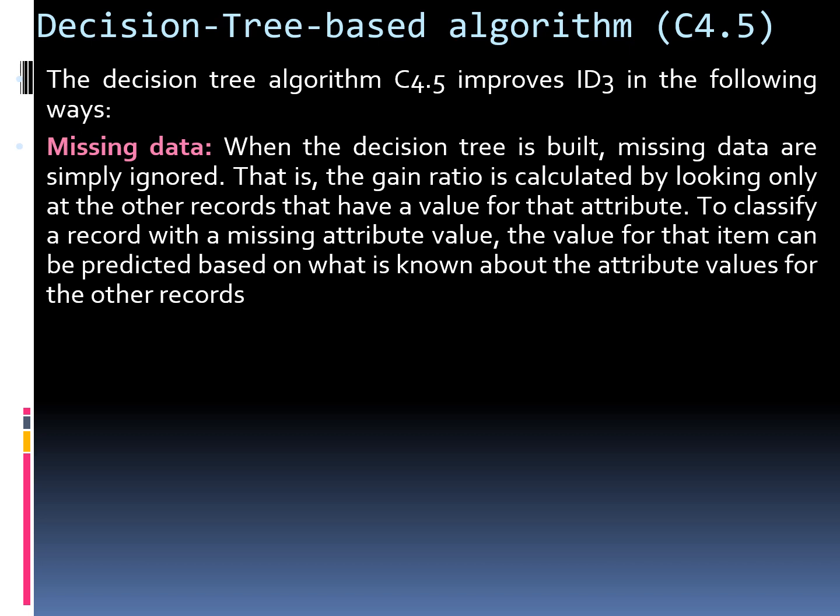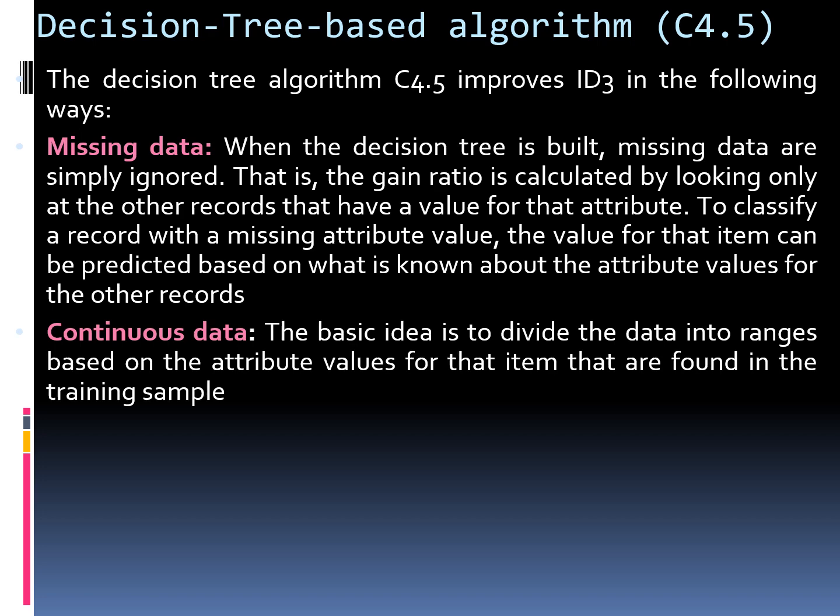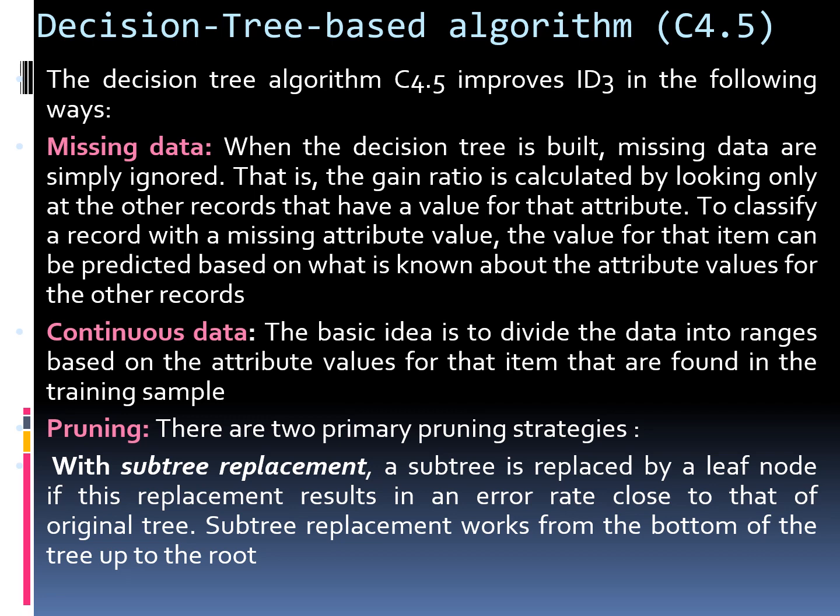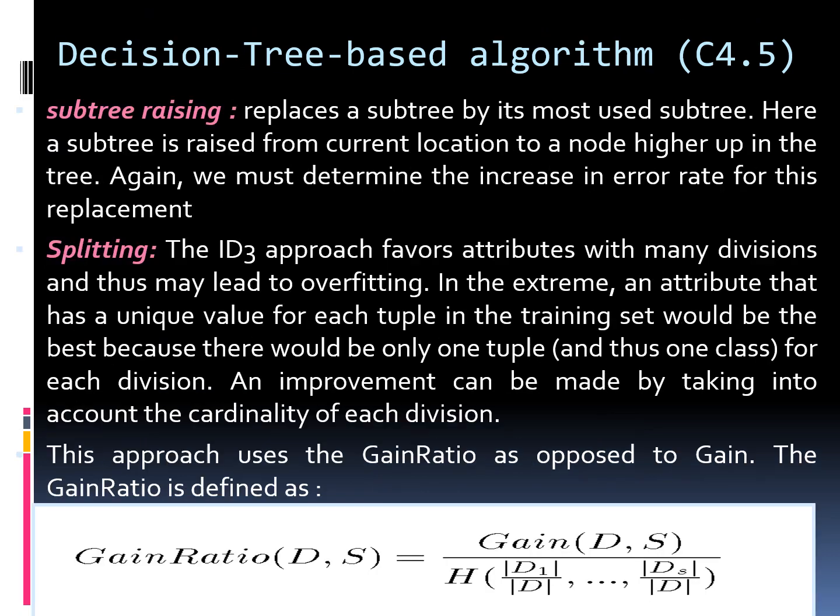Decision tree algorithm C4.5 improves ID3 in the following ways: by dealing with missing data, and by dealing with continuous data, the way we have seen it in the previous slide. It happens to prune the tree by maybe replacing the subtree in case of error, and also replaces the subtree by its most used subtree. Here a subtree is raised from the current location to a node higher up in the tree. It happens to have a splitting approach wherein it is also using the gain ratio instead of gain.